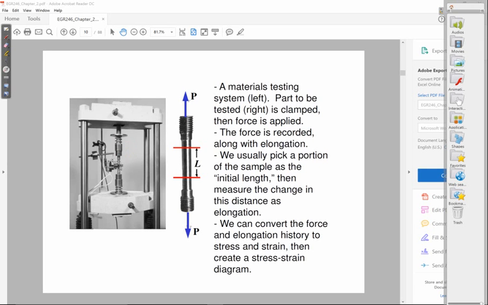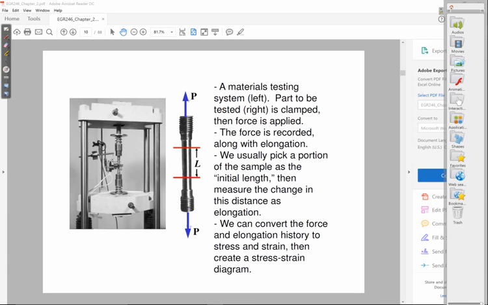The bottom of the testing system is an actual platform that's controlled in some way. It could be controlled electrically, it could be an electric motor. It could be controlled pneumatically, using air pressure, or it could be controlled hydraulically.